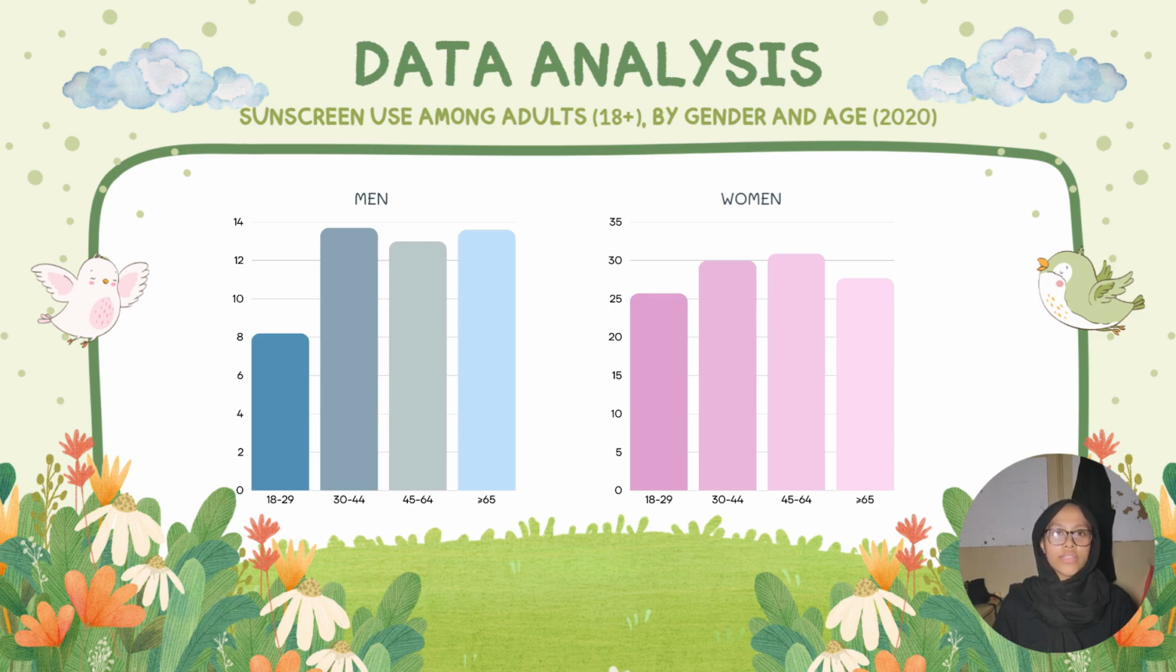This chart tracks sunscreen usage trends among adults in 2020, broken down by gender and age groups. For instance, note the peak in the 30 to 44 age range for both groups, which might suggest a heightened awareness of skin health and anti-aging benefits during those years.